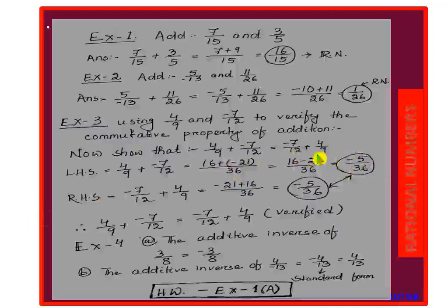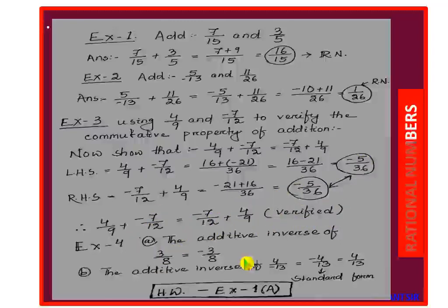Now come to the RHS: minus 7 by 12 plus 4 by 9. Whatever value we are getting, we got minus 5 by 36. So the LHS value we got is minus 5 by 36, and the RHS also is minus 5 by 36. Therefore 4 by 9 plus minus 7 by 12 equals minus 7 by 12 plus 4 by 9, which is verified. The same value is coming.